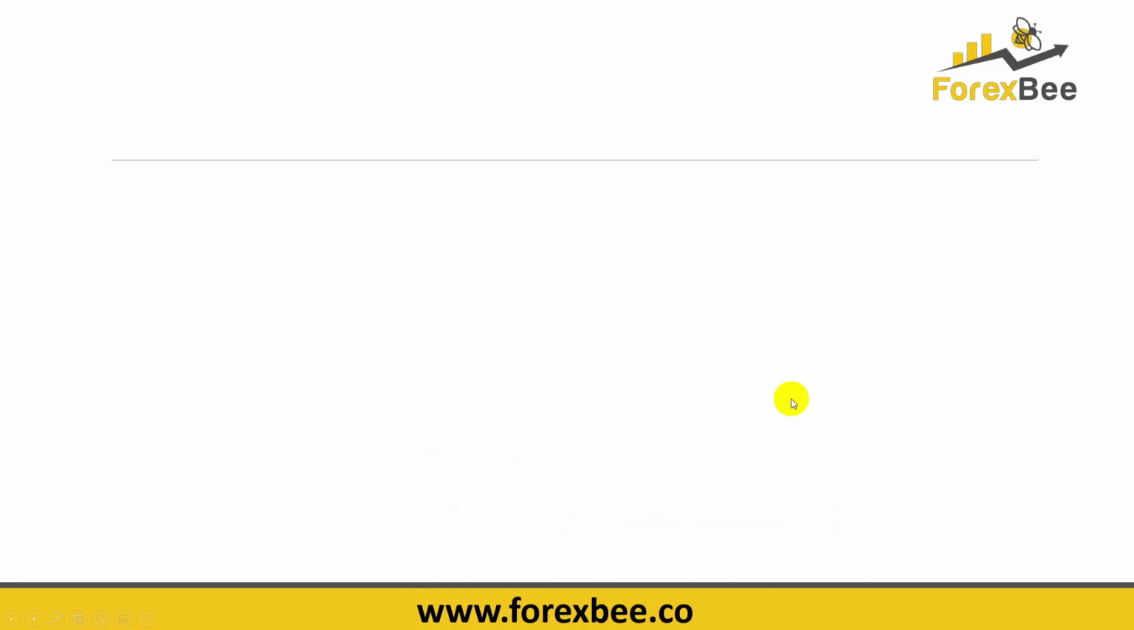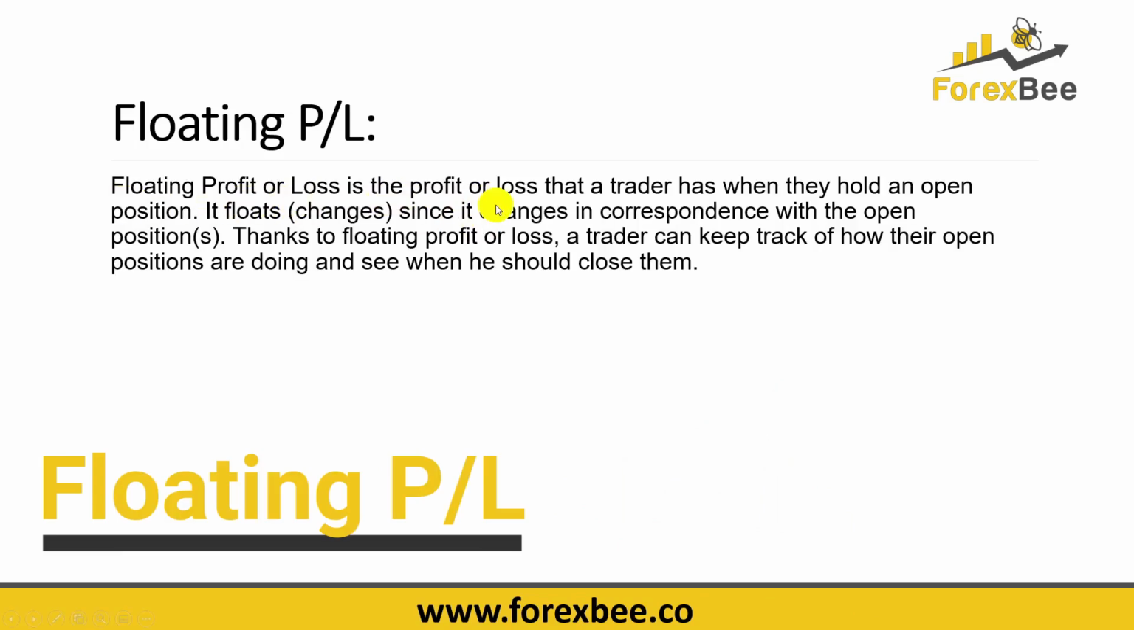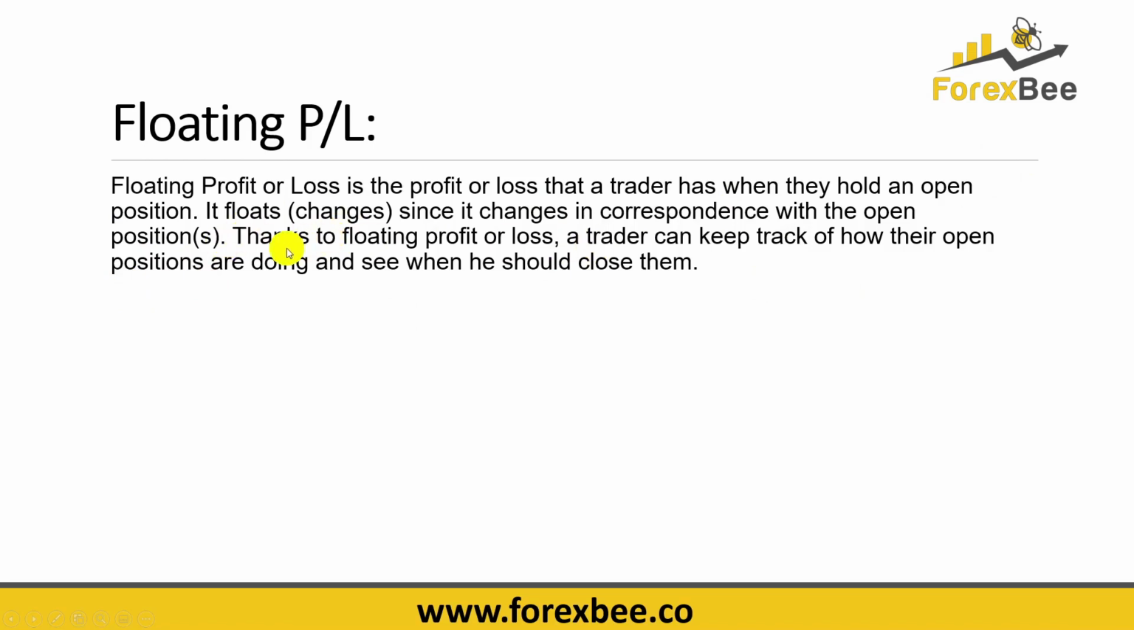Now the next thing that we have is floating PL. The floating profit or loss is the profit or loss that a trader has when they have some position open in their account. The floating PL changes with every tick in your trading account. Because of this floating profit or loss, you can keep track of your open positions and see if you're profiting or losing on a trade.